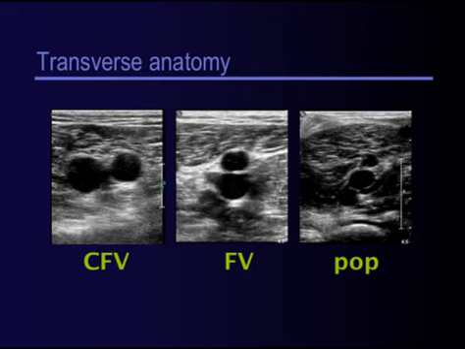This is the sonographic appearance. A few things I wanted to point out. These images are obtained in a transverse plane, and if you see here, the vein is always slightly larger than the artery. At the level of the common femoral vein, the vein and the artery lie side by side. As we come down to the femoral vein, the vein and the artery are on top of each other. And as we move posteriorly to the popliteal vein, we can again see that the vein is slightly larger than the artery.